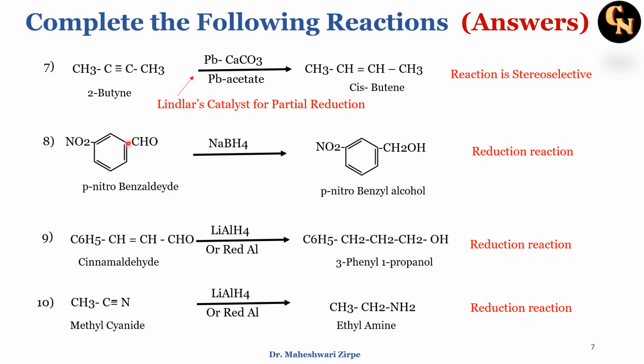So the aldehyde here, the CHO group, has been reduced to alcohol. So it is CH2OH. The aldehyde group has been converted into alcohol, that is CH2OH.